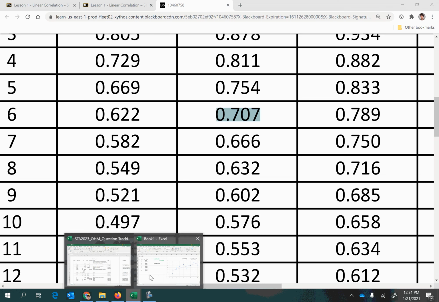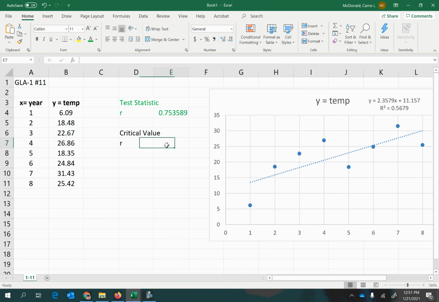0.707. Okay, so I'll just put that there. And I'm also going to put the other information that our sample size was 8, and that made our degrees of freedom n minus 2, which is 6.